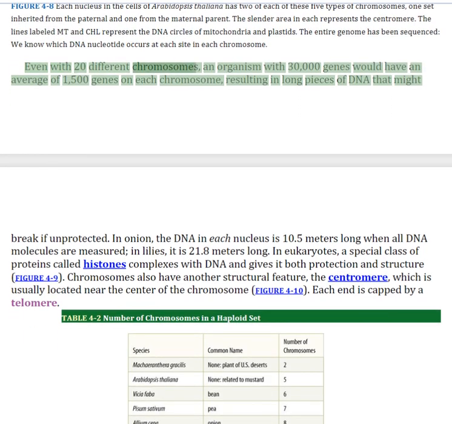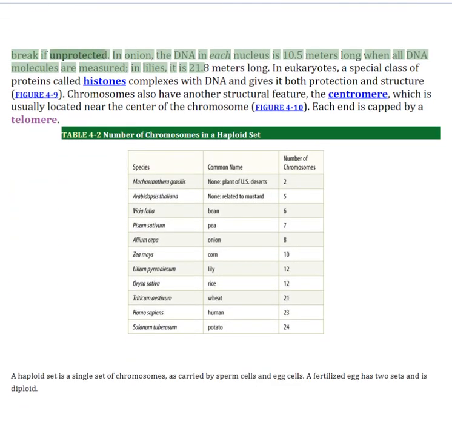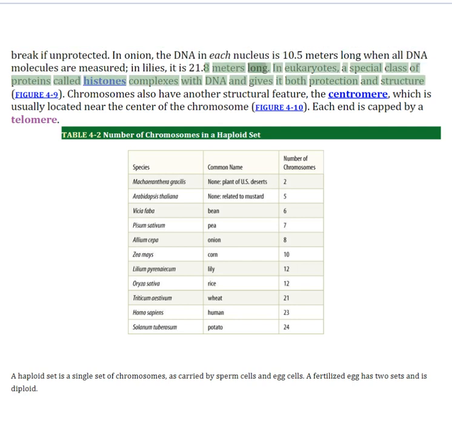Even with 20 different chromosomes, an organism with 30,000 genes would have an average of 1,500 genes on each chromosome, resulting in long pieces of DNA that might break if unprotected. In onion, the DNA in each nucleus is 10.5 meters long when all DNA molecules are measured. In lilies, it is 21.8 meters long. In eukaryotes, a special class of proteins called histones complexes with DNA and gives it both protection and structure.